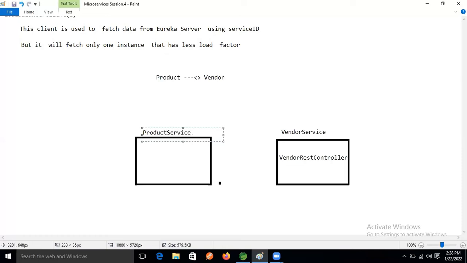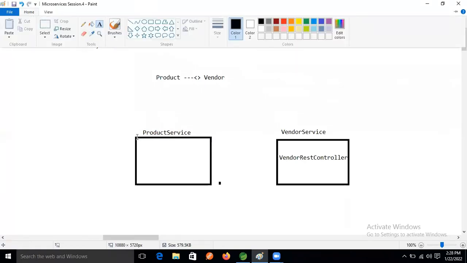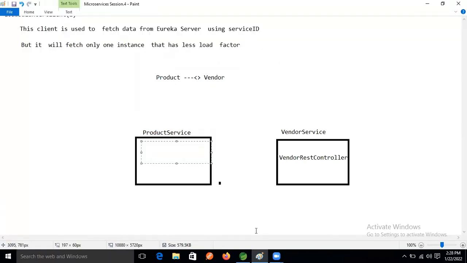Yes, Ravi. This is a product-making microservices application. Inside that we have one controller, the product REST controller. Good. After that, we need one consumer to fetch that record.